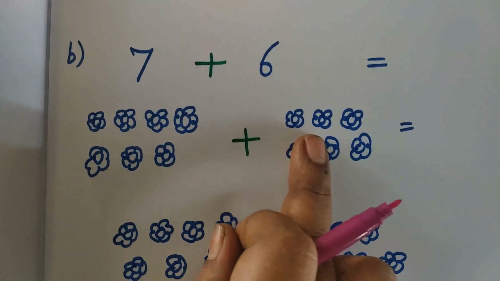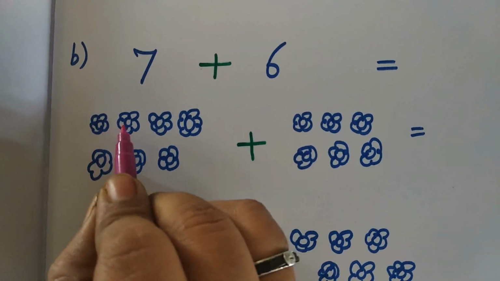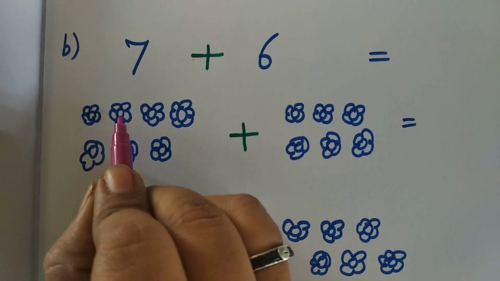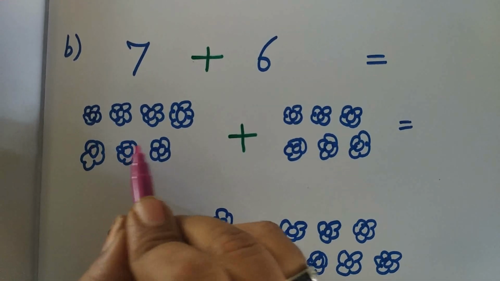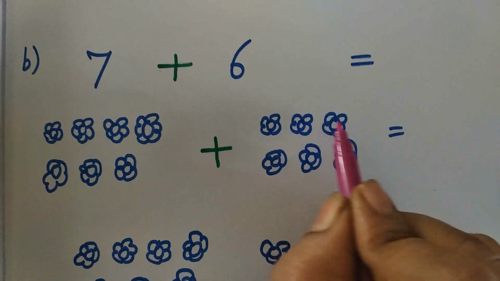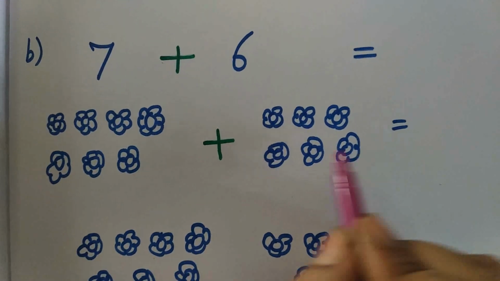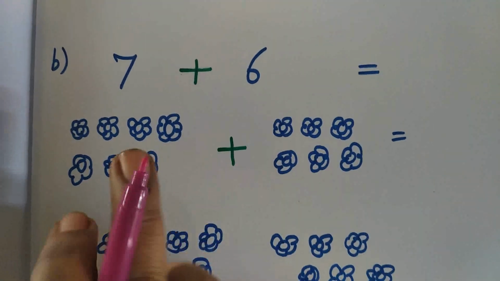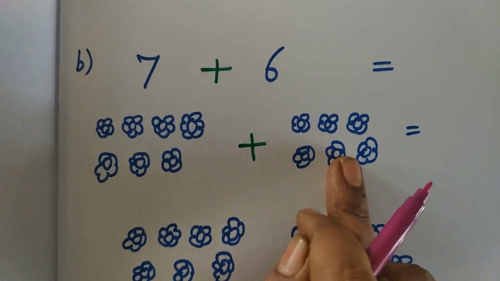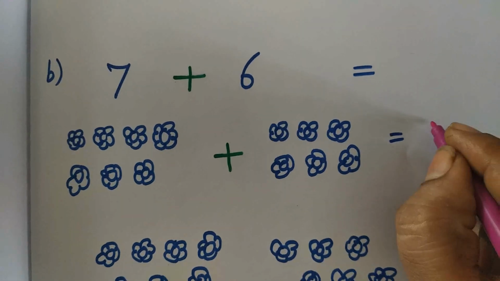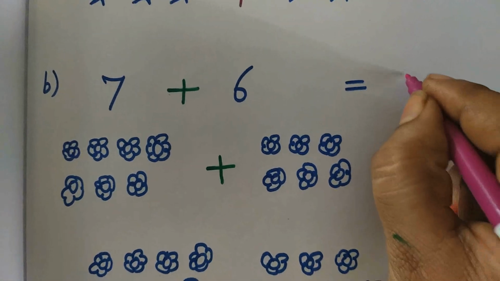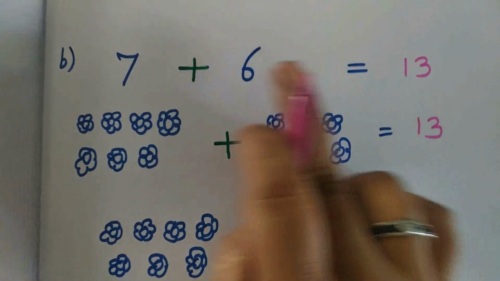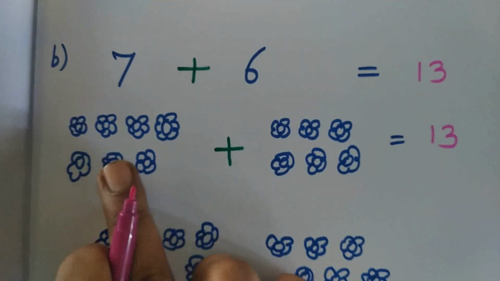How will you add? See, you can count: 1, 2, 3, 4, 5, 6, 7, 8, 9, 10, 11, 12, 13. So totally how much? Totally means you want to add these 2 groups of flowers. So totally, 13 flowers. 13 is the answer. So totally 13 flowers we have.